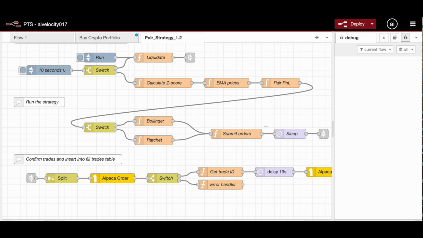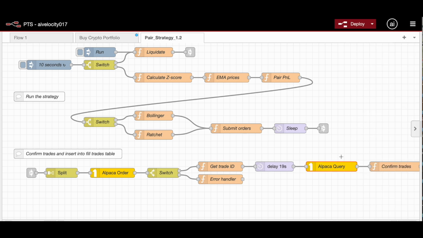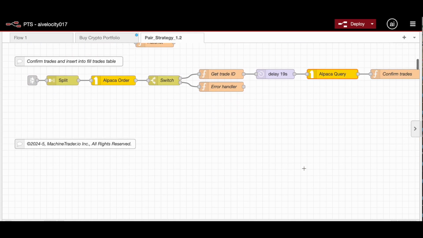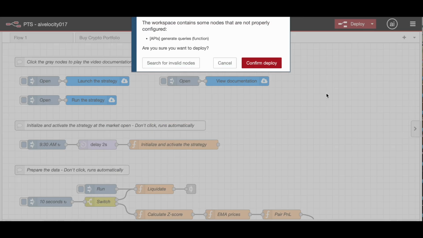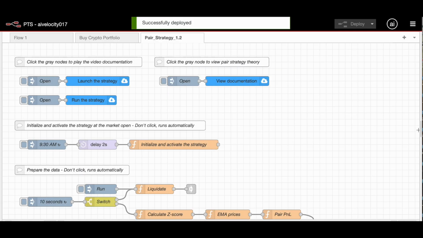The orders are submitted then here. There's a little sleep node that was written so that it waits to make sure that Alpaca has executed the trade before proceeding. And then in the flow below, this is where the trades are actually sent to Alpaca and confirmed. We get back an ID, and then store that. And most of this information is being stored. I'm going to confirm any changes here.